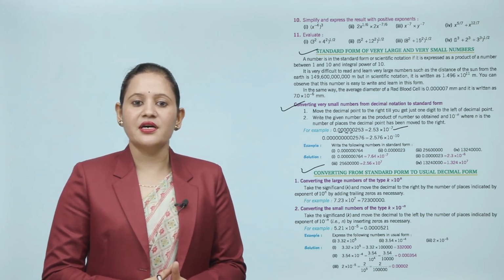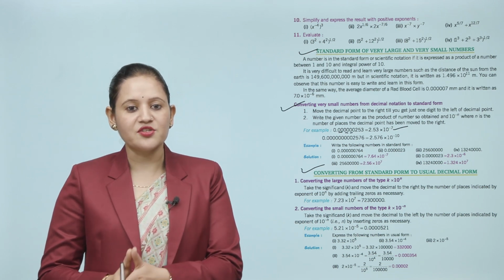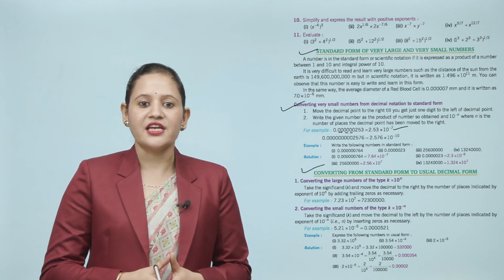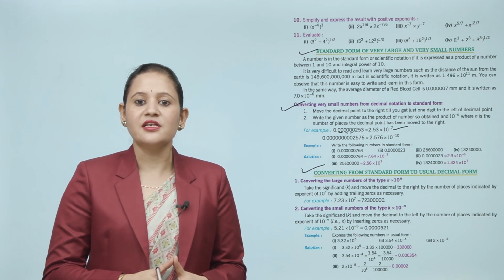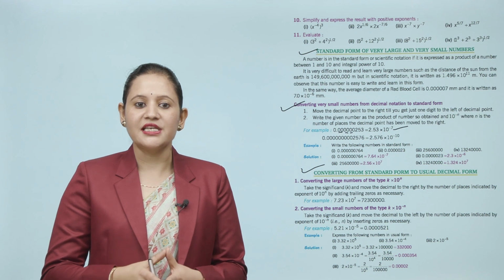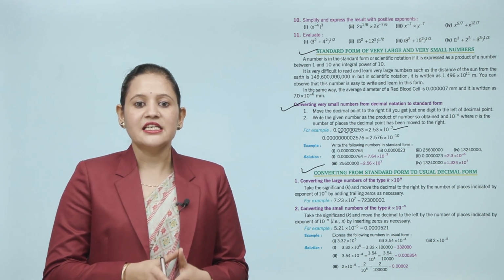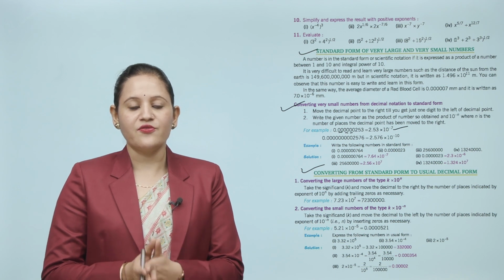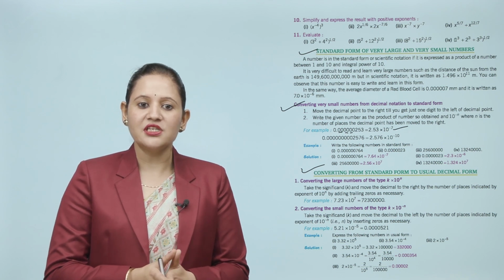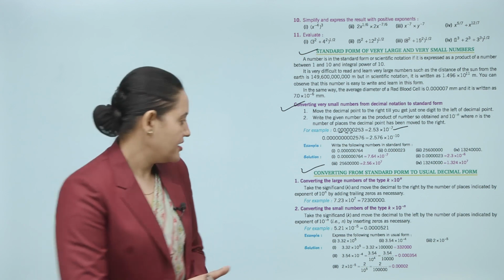Next, converting from standard form to usual decimal form. Converting the large number of the type k into 10⁻n. Take the significant k and move the decimal to the right by the number of places indicated by the exponent of 10⁻n by adding trailing zeros as necessary. For example, 7.23 into 10⁻7.